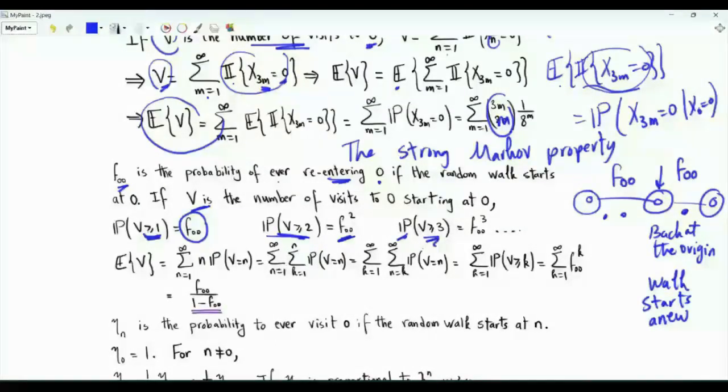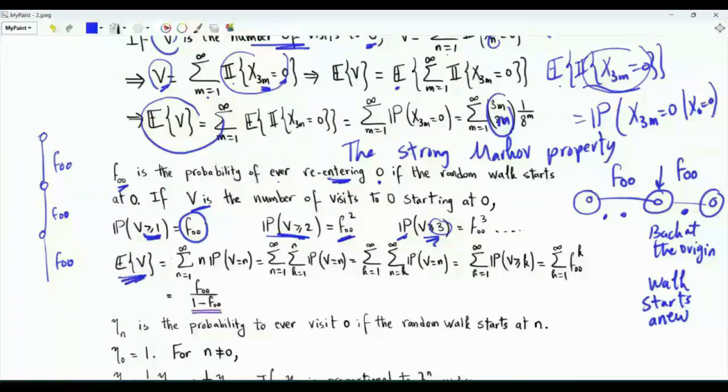What is the probability that there are 3 visits or more? The random walk starts at 0. We need to go to 0, and this will occur by definition with the probability f00. Once we reach 0 again, the problem is restarted. What is the probability that 0 is visited sooner or later? That's f00. Then to have 3 or more visits, we need to make the 3rd visit, and this will happen with probability f00. The probability that v is greater than or equal to 3 is f00 to the power 3.